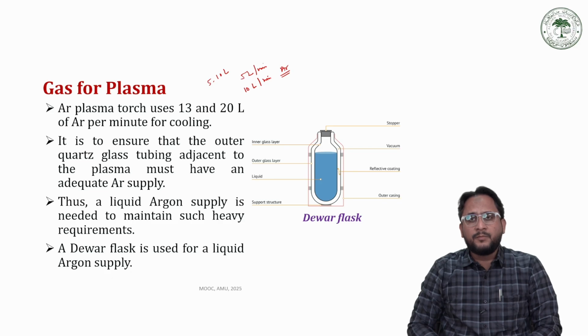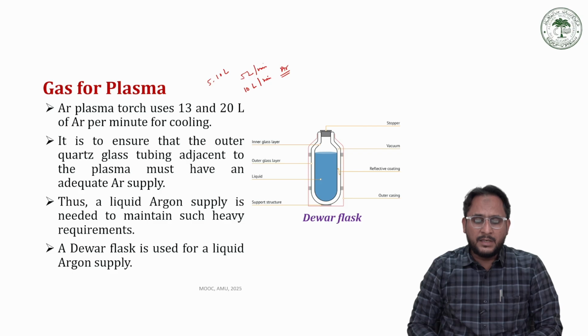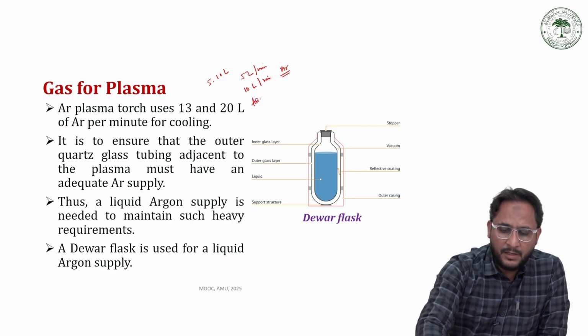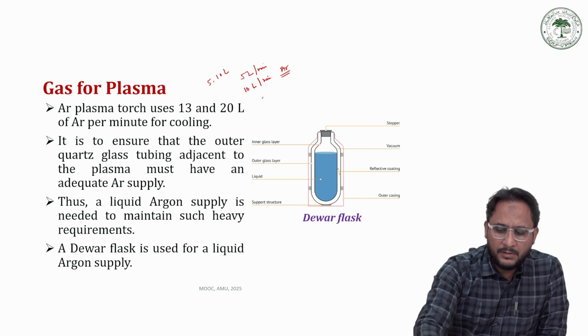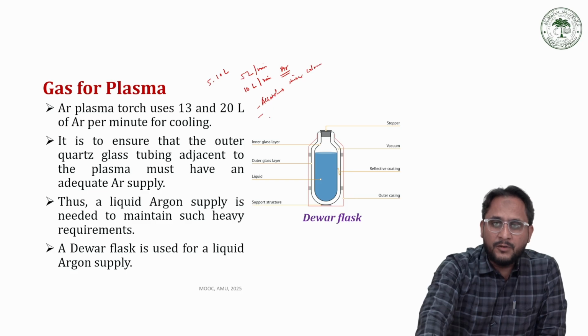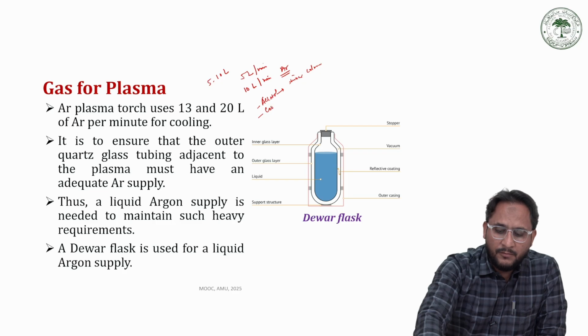because here the argon gas serves three purposes. The first purpose or function of argon gas is to convert the sample into aerosol. Then it enters into the inner column of the quartz tube. We also pass argon gas in the outer chamber or outer tube, where it serves as cooling gas.